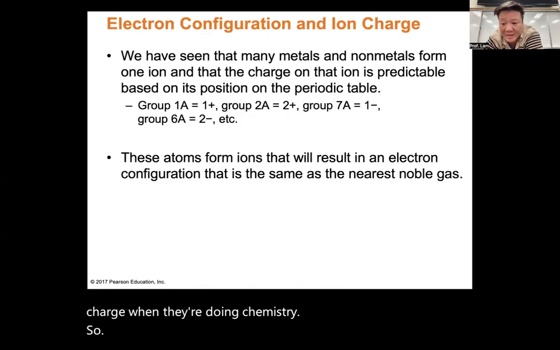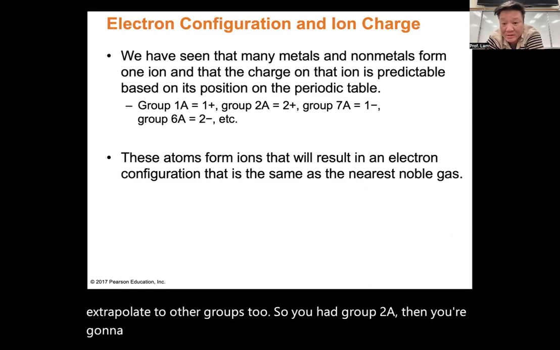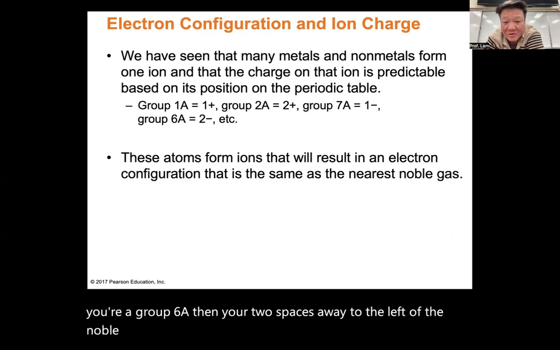So you can kind of see that pattern. You can extrapolate to other groups too. So if you're at group 2A, then you're going to want to lose 2 electrons and become 2+, right? Or if you're group 6A, then you're 2 spaces away to the left of the noble gas. So you're going to gain 2 electrons to become 2-.